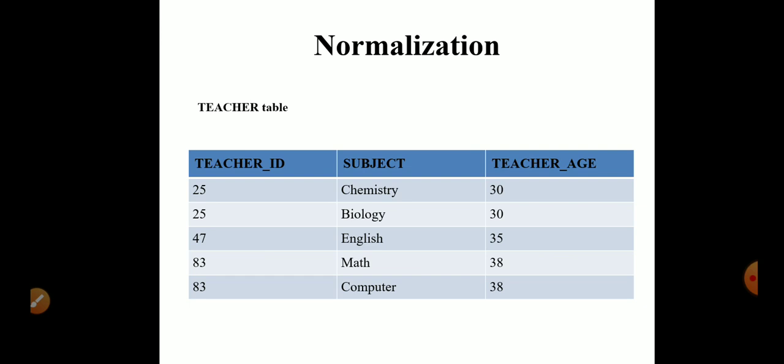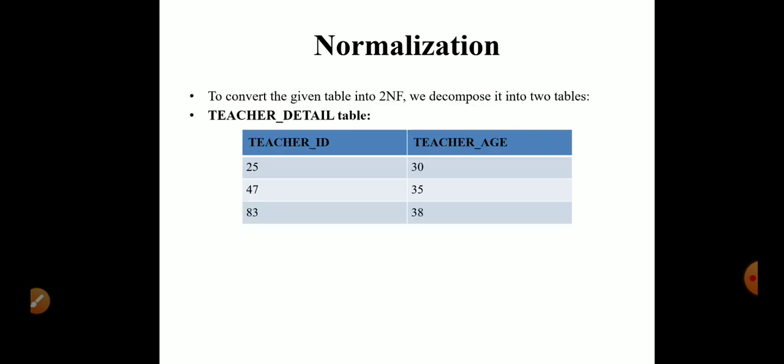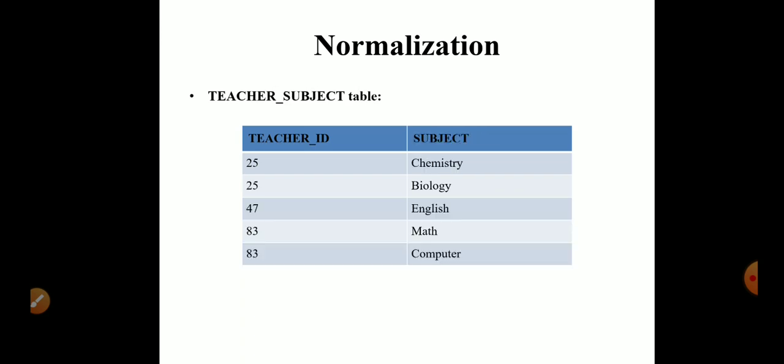To convert the given table into 2NF, you have to decompose it into two tables. The first table is the teacher detail table. It consists of attributes teacher ID and teacher age. The second table, teacher subject table, consists of teacher ID and subject. So now the table is in second normal form.